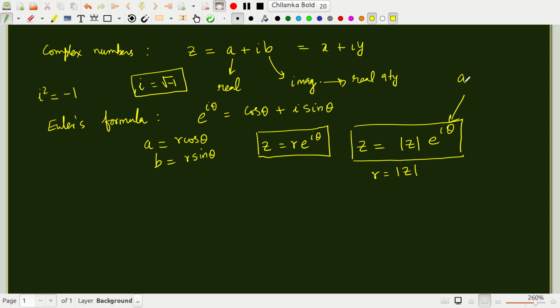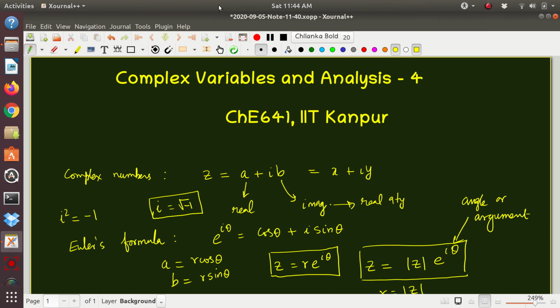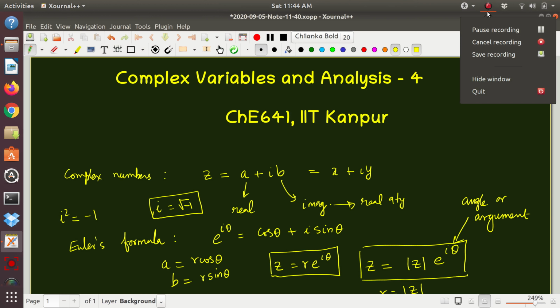Theta is called the angle or argument of a complex number. r is called the modulus or absolute value or magnitude of a complex number. So these are things that we just saw in the previous lectures. This is just a brief recap.